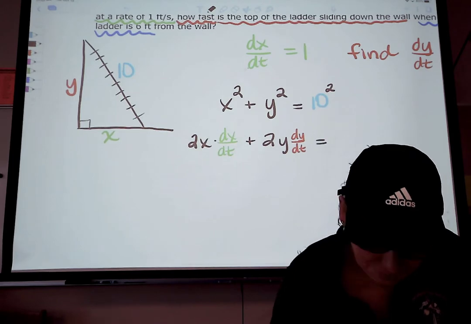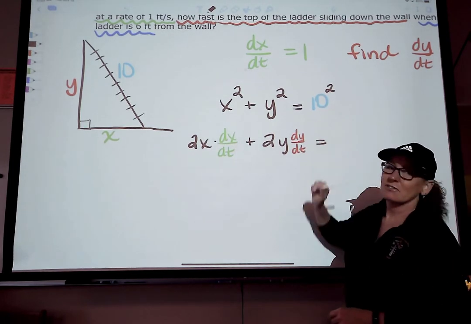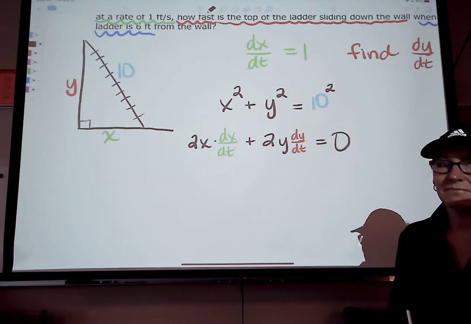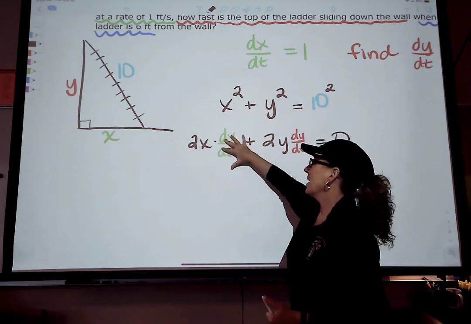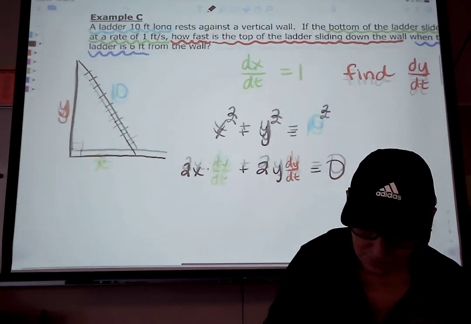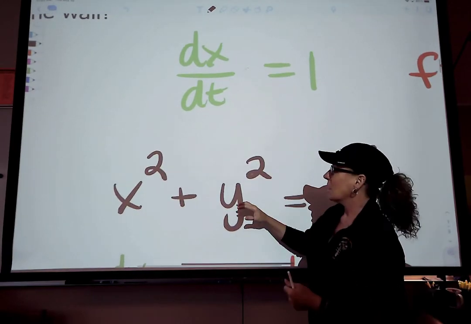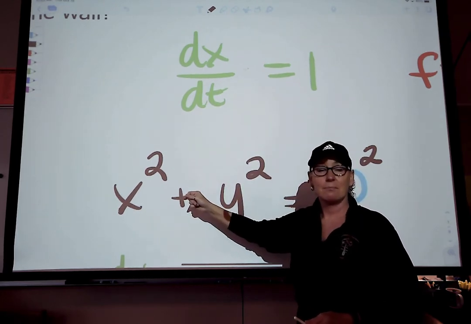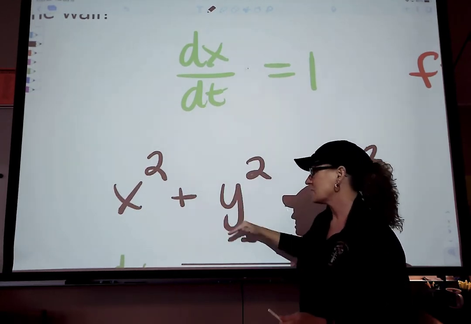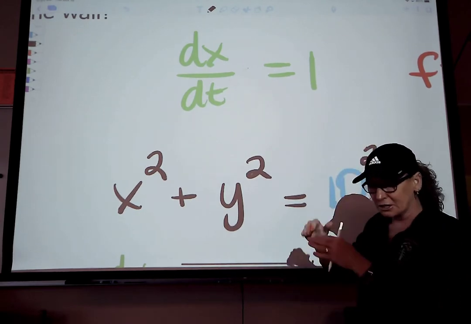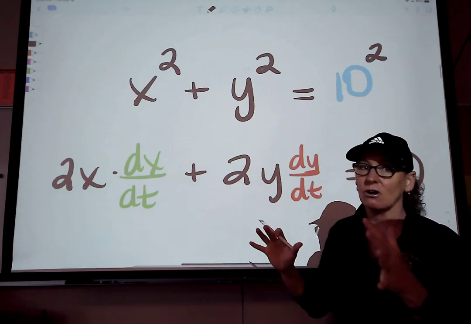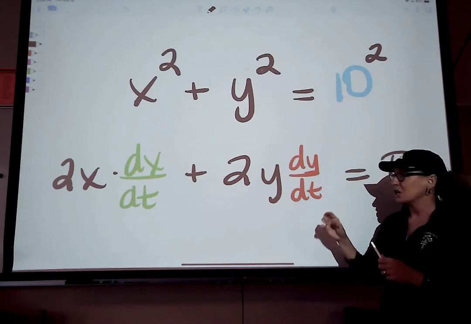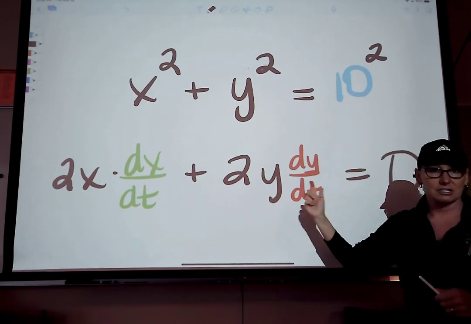Equals, don't mess this part up, the derivative of a constant. This equation is all about change. If I sub numbers into my original equation, this is a moment in time. When x is a certain measurement and y is a certain measurement and the ladder is 10, this is a particular moment in time. This equation is all about change, and how my x is changing and how my y is changing. You are allowed to sub in numbers to this equation at this point.